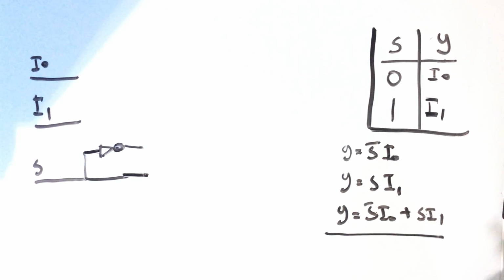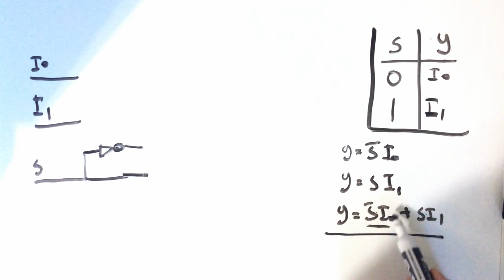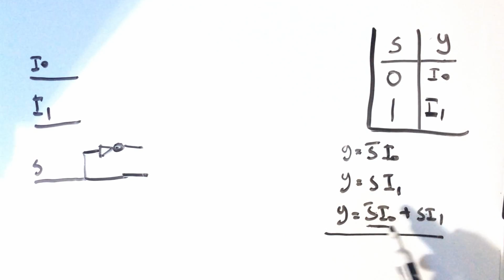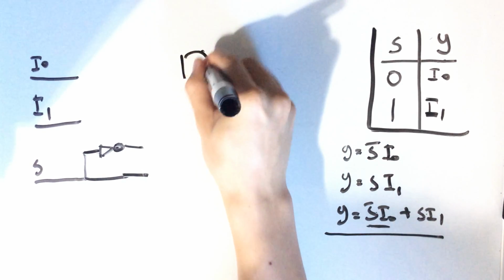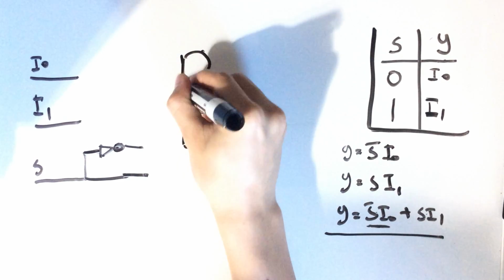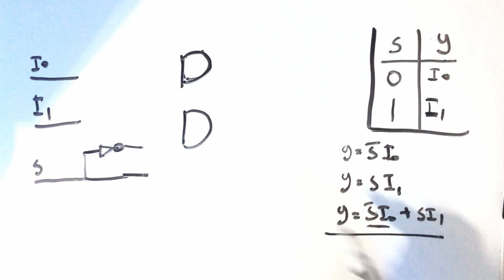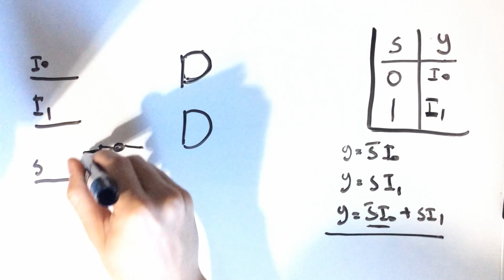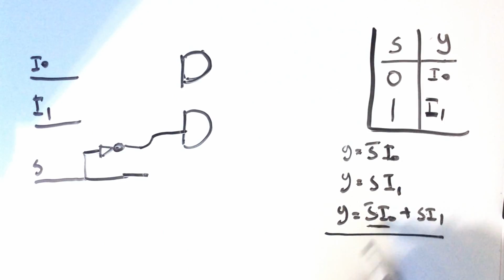Okay. Now, the next thing I like to do is let's take a look at the very first equation we have here. We have not S and I0. Now, what does that mean? That just means not S and the input I0 are going to be connected to an AND gate, because remember, this stands for an AND gate. So I'm going to draw my little AND gate here, and let's connect not S, which runs through this NOT gate here, and I'm going to connect I0 right there.